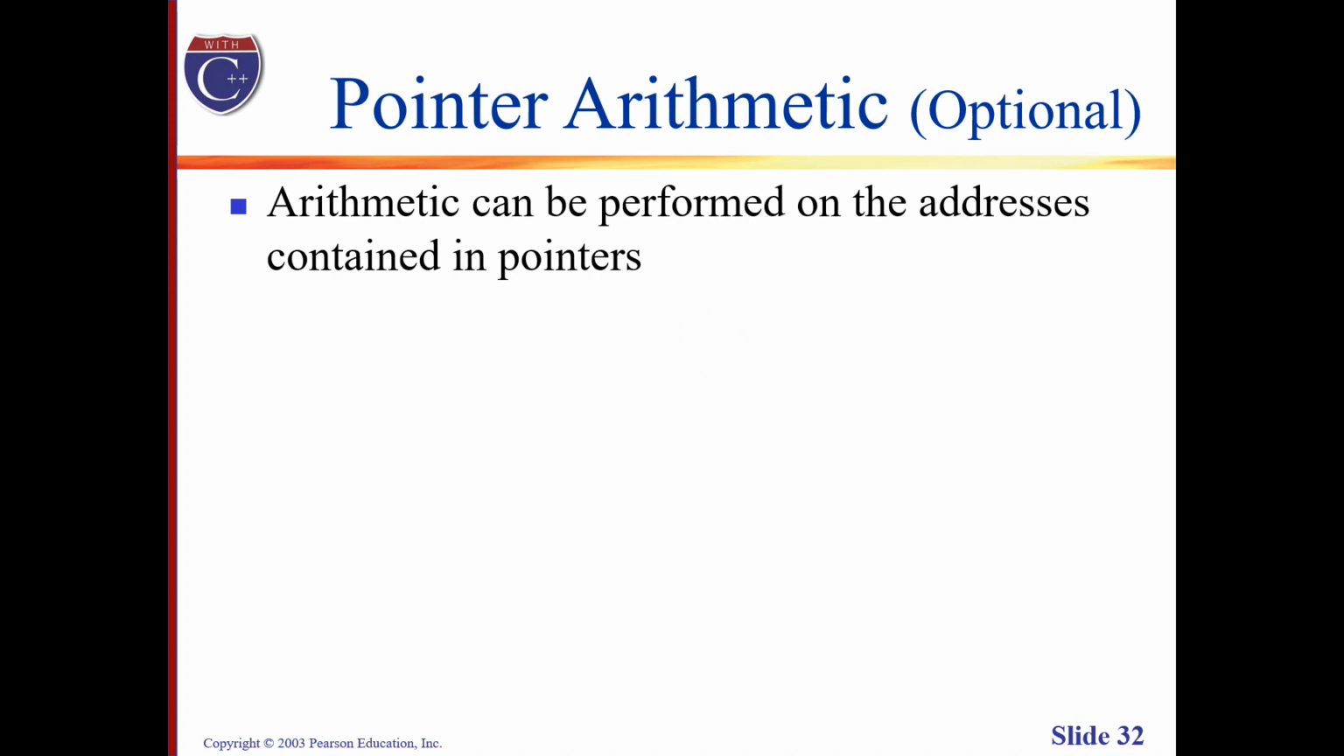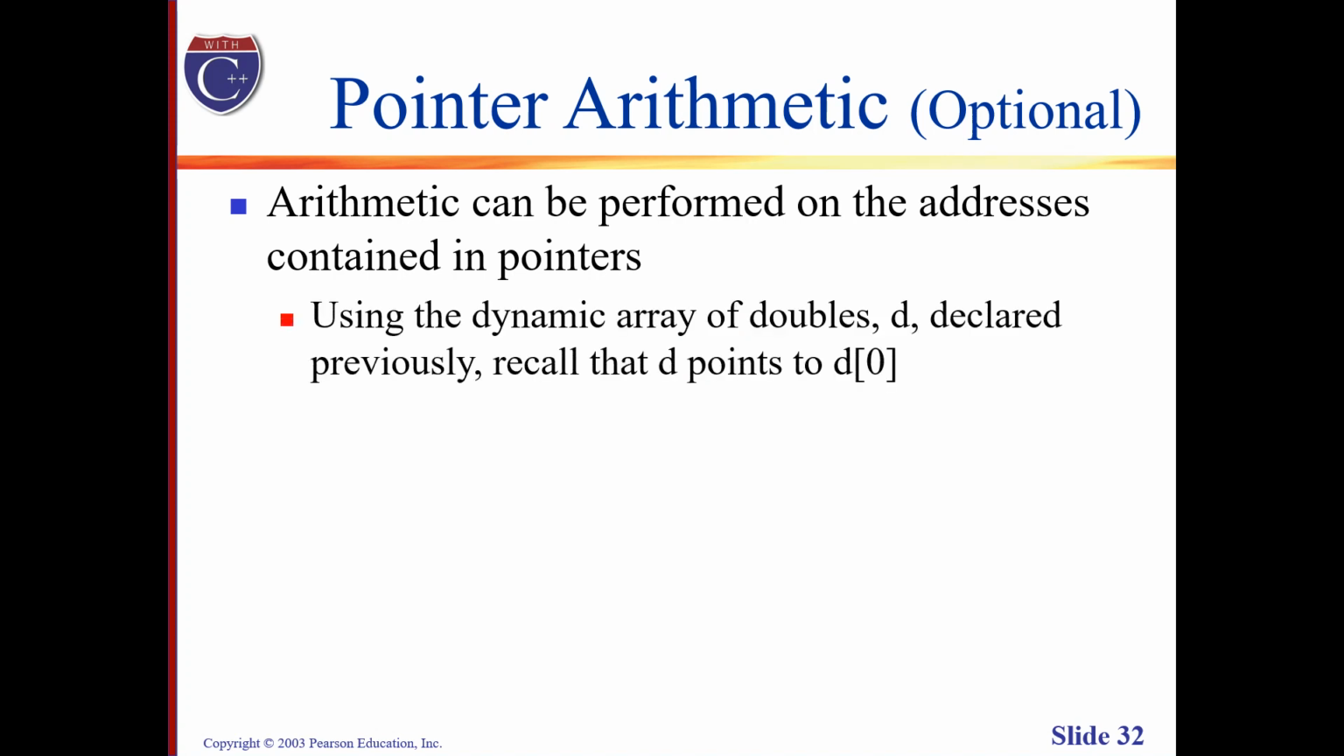We also have the concept of pointer arithmetic. As we can see here, we can also perform arithmetic on the addresses contained in pointers. Using the dynamic array of doubles, previously we declared the pointer variable D, which points to the following index location, and later on will also be used to contain an array of double.